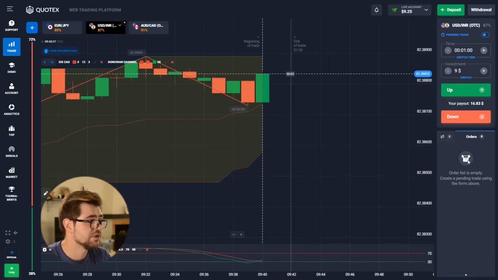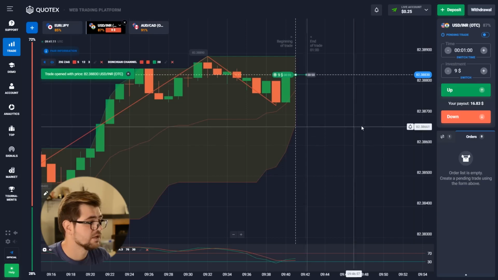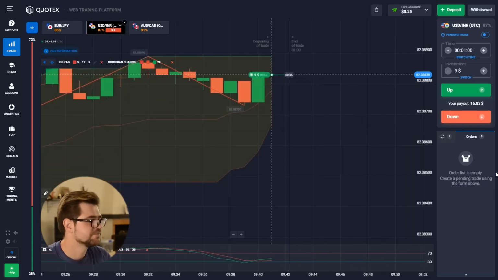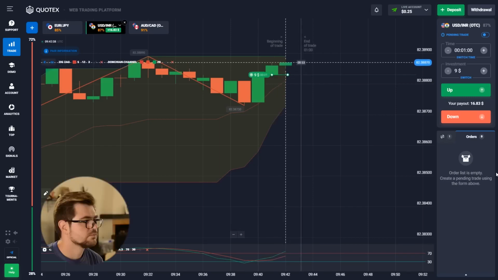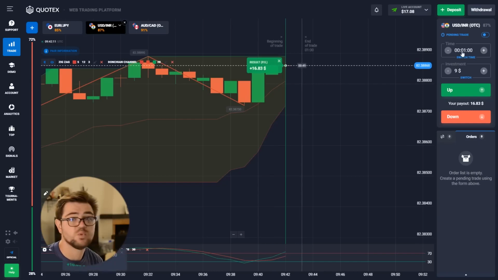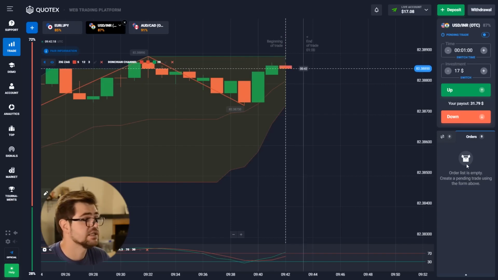That's actually a pretty good point here, and we're gonna go with a call option here, because the stochastic, as you can see, is clearly indicating that the price is gonna go up. So let's see. And we have another profit. Our payout was $16. So now the $17 that we have here, we're gonna go with a next option.